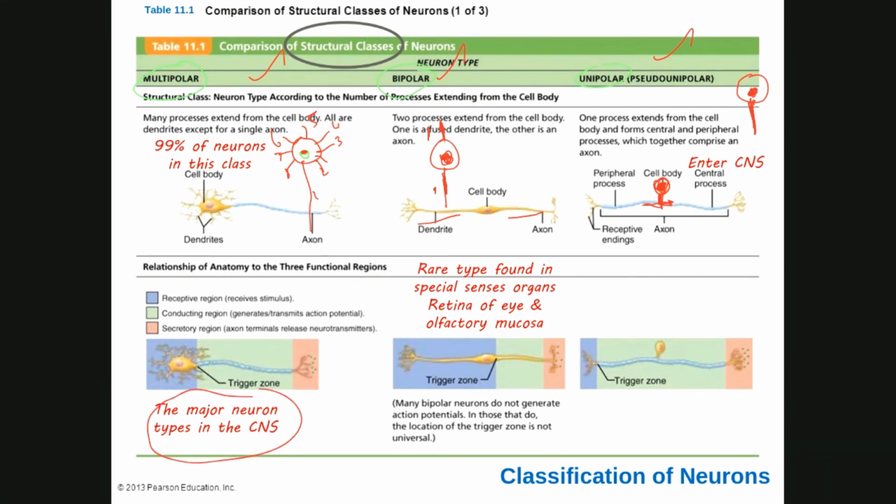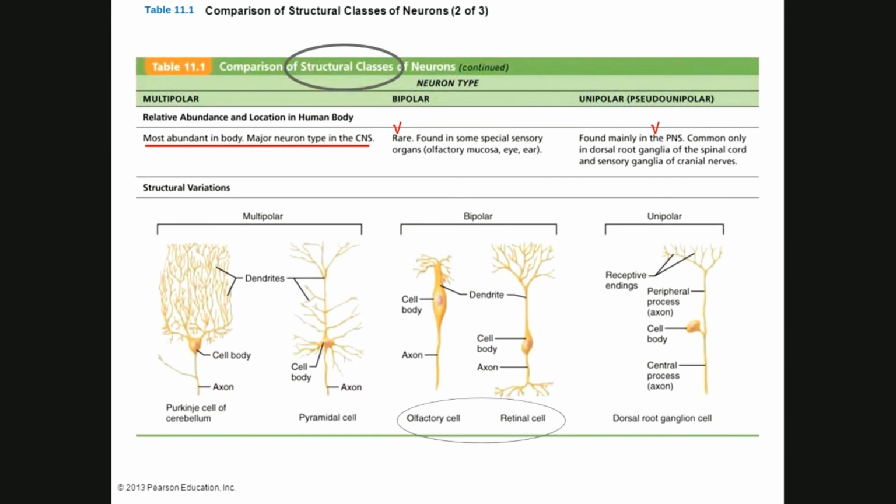In a few areas like the retina of the eye or in the olfactory mucosa, where the sense of smell is detected, you have bipolar neurons. The unipolar neurons are very rare. This is present in the brain. Keep in mind that most of the neurons in the body are multipolar neurons.